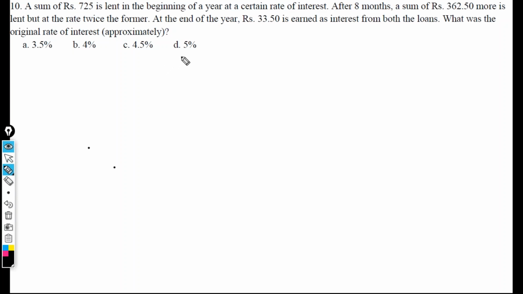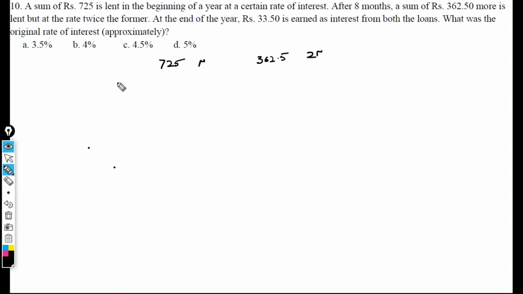So, in this case, the question says Rupee 725 is lent in the beginning of the year at a certain rate of interest. So, let's assume the rate of interest is R%. After 8 months, a sum of Rupee 362.5 more is lent but at a rate twice the former. So, let's say the rate of interest is 2R%. The question says at the end of the year, Rupee 33.50 is earned as interest from both the loans.